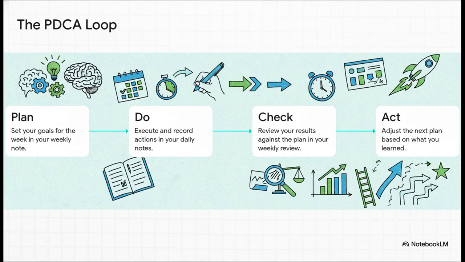And a really powerful framework for this is the PDCA loop. Plan, do, check, act. It's so simple but so effective. You plan what you're going to do, you do the work, you check your results against that plan, and then, this is the crucial part, you act on what you learned to make next week's plan even better. That's it. That's the engine of compounding growth right there.